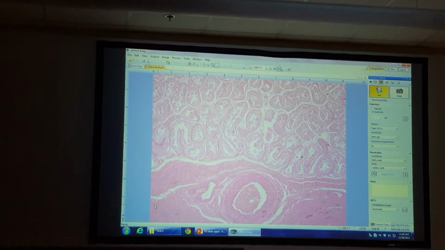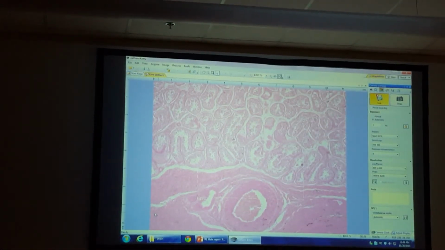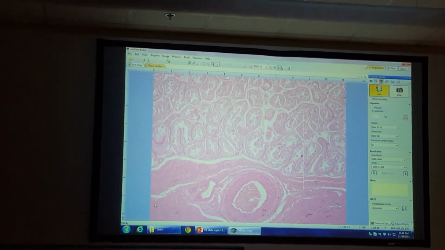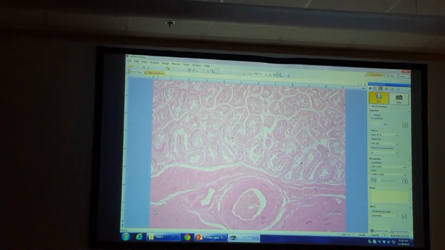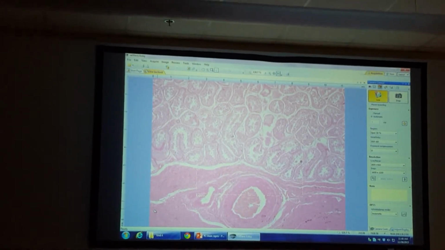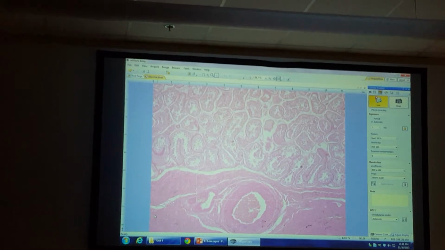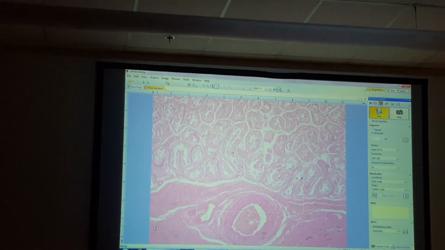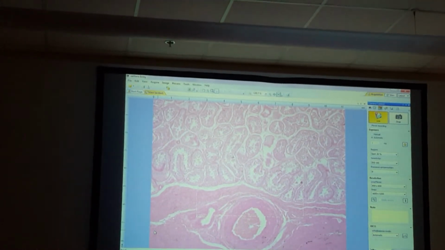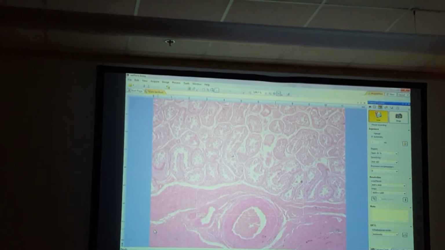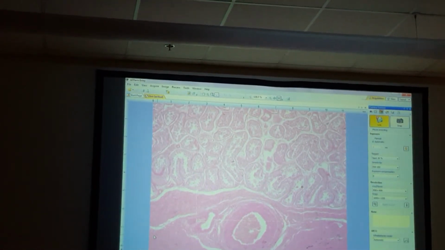Think about the location of the testis. It is outside of a body cavity. Wouldn't it make sense that you would want a very thick wrapping around the outside of it to protect it? So when you see that tunica albuginea and it's exceptionally thick, it makes sense when you remember that this organ is sitting outside of a body cavity. So it's not very well protected. So that's the tunica albuginea.